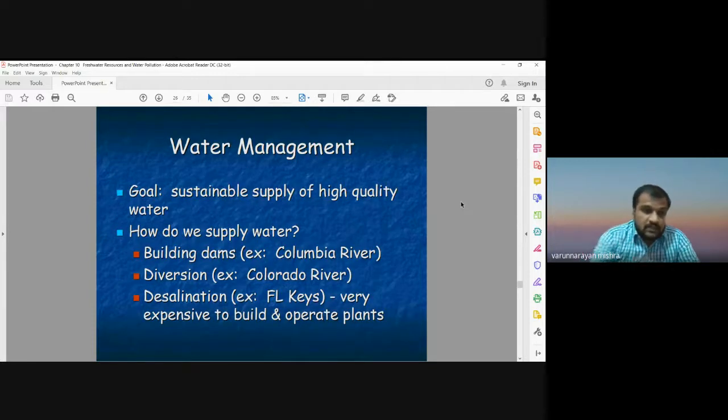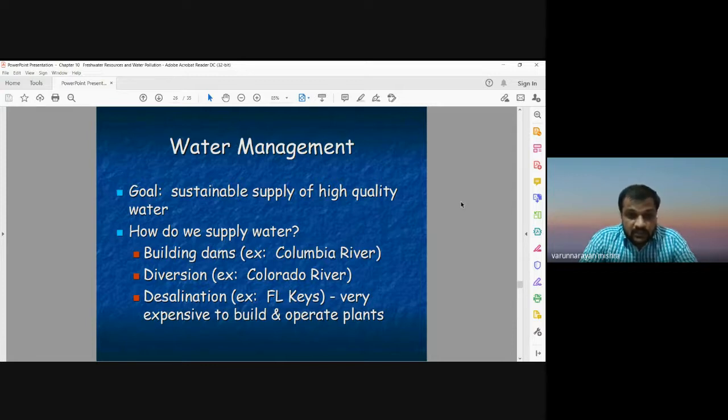Water management. Now for overcoming these problems we need to work on water management. The major objective or goal of water management is the sustainable supply of high quality water that can be used for different purposes, domestic use and industrial use. So how do we supply the water? By building different dams, for diversion, for desalination.